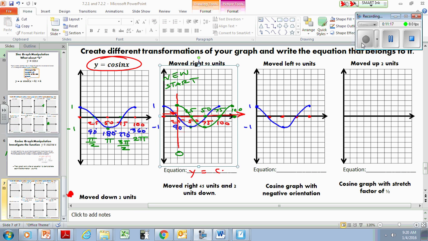Y equals cosine x. You can leave some spaces so we can see what we're doing. What do we do? We move stuff to the right 90. Anybody know what I'm going to do to move stuff left or right? Negative 90. Negative 90. And then what else is important for me to do with that?